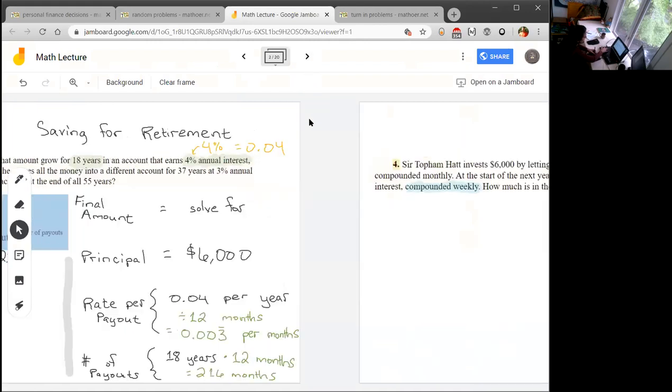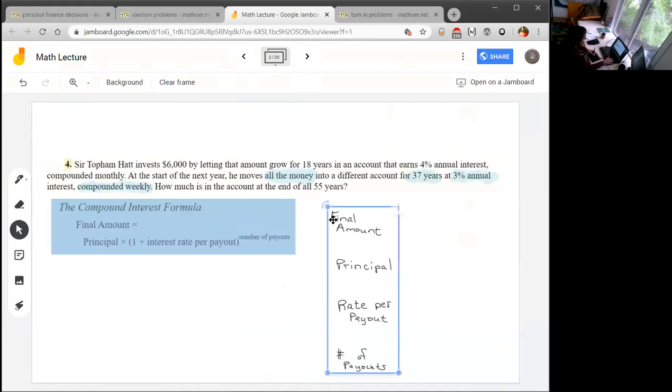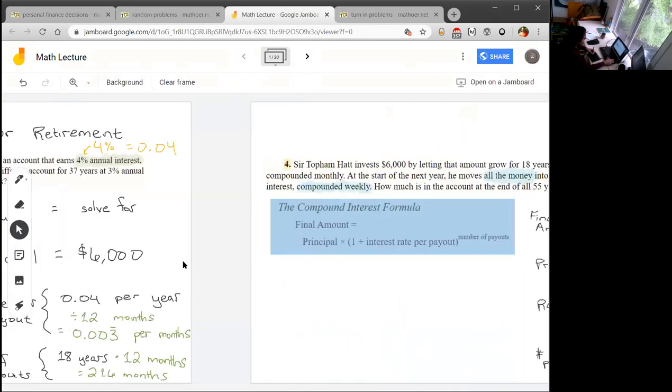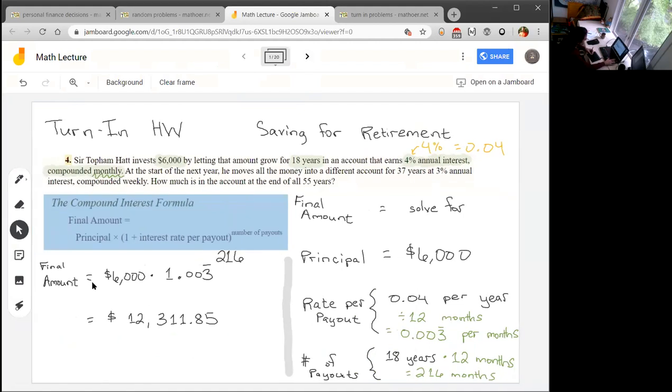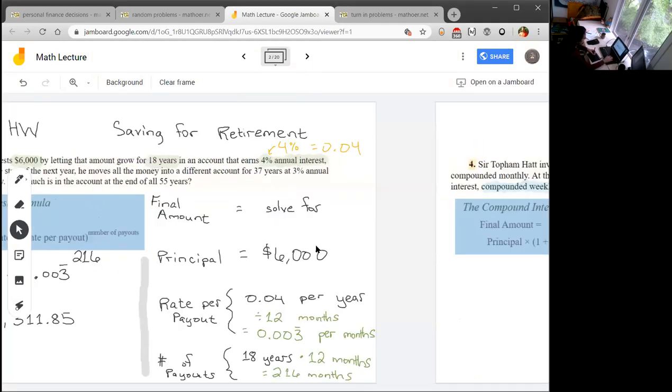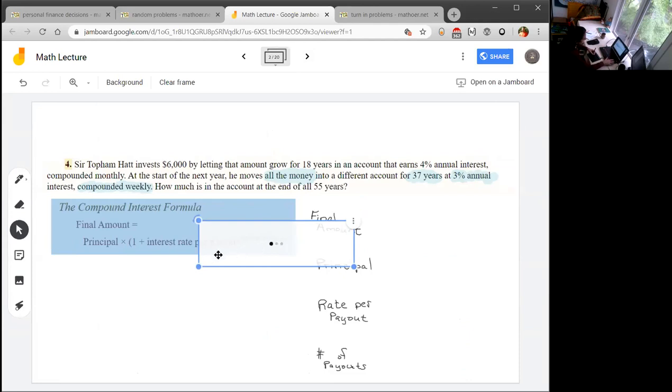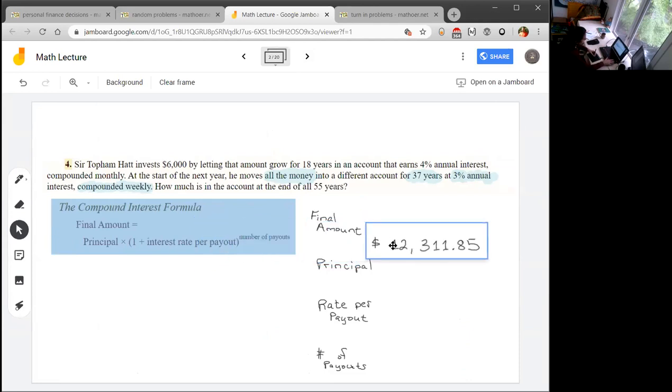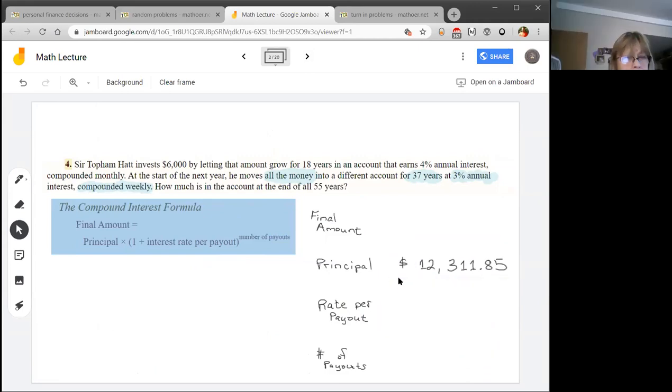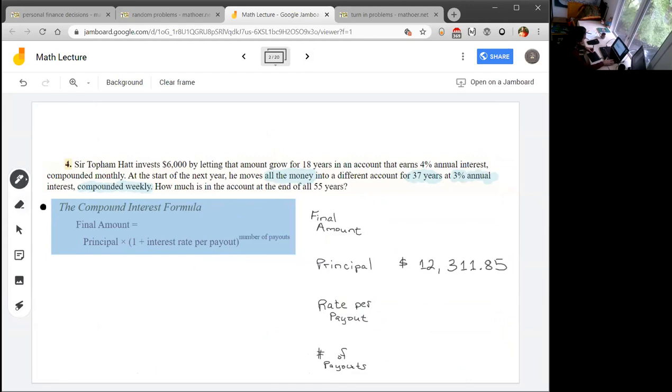We still have our compound interest formula. The number that we ended up with is going to be what part of this problem? Will it be our principal? Yeah, it's the principal. That's what we're starting out with.